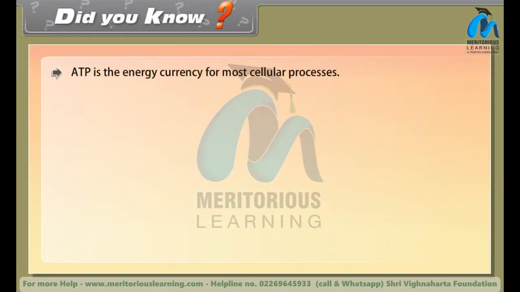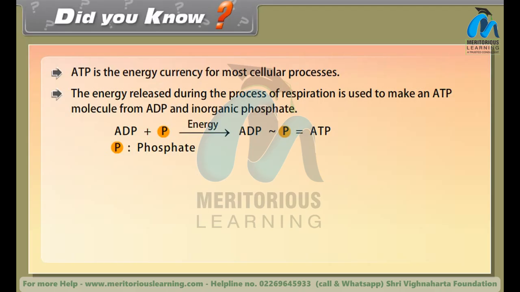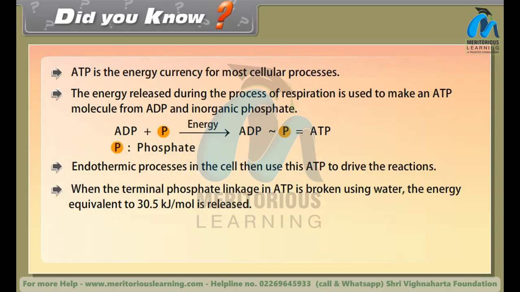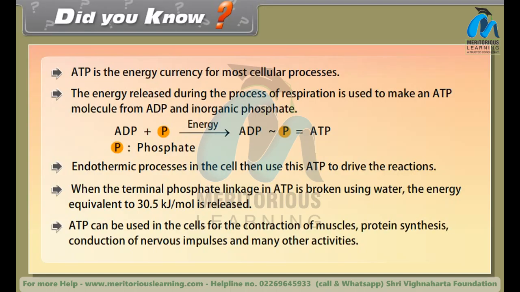Did you know ATP is the energy currency for most cellular processes? The energy released during the process of respiration is used to make an ATP molecule from ADP and inorganic phosphate. Endothermic processes in the cell then use this ATP to drive the reactions. When the terminal phosphate linkage in ATP is broken using water, the energy equivalent to 30.5 kJ per mole is released. ATP can be used in the cells for the contraction of muscles, protein synthesis, conduction of nervous impulses, and many other activities.